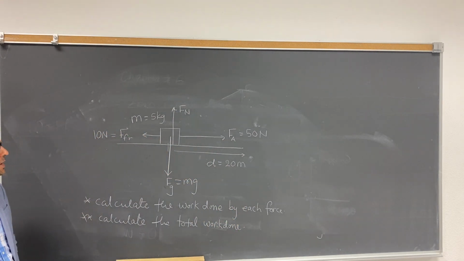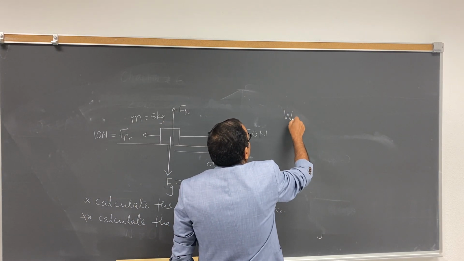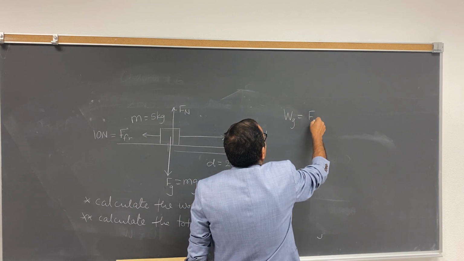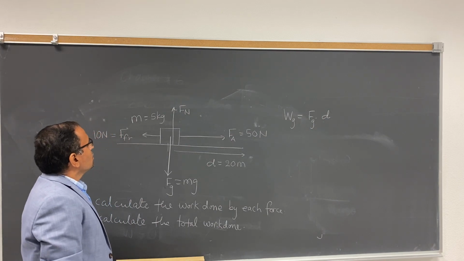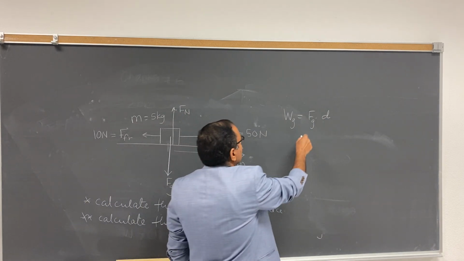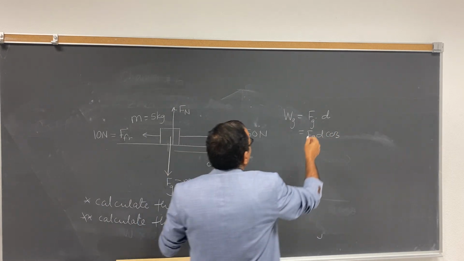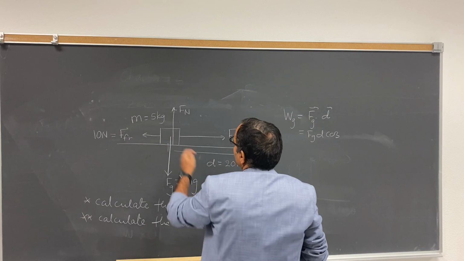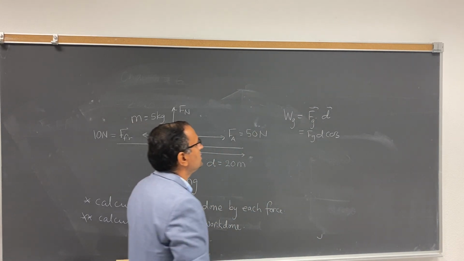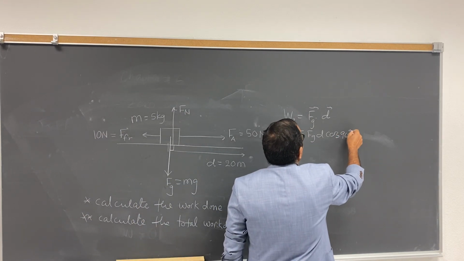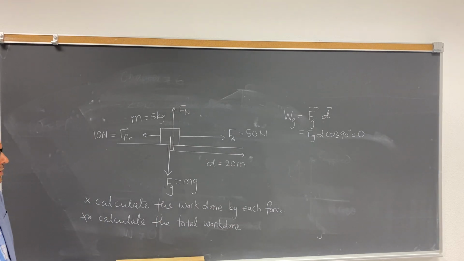To calculate the net work done, you can start from here, with the work done by gravity. This is F of G times D, so you can write F of G D cosine theta. Look, displacement is in this direction, force is in this direction, so theta is 90 degrees, and cosine 90 degrees is equal to 0. So the work done by the gravitational force is 0 here.